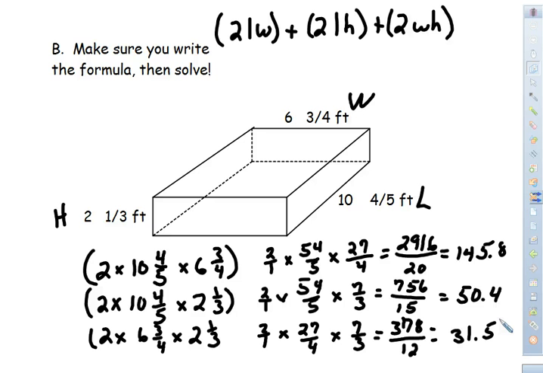So then you would need to add these answers together. So 31.5 plus 50.4 plus 145.8, and you get a grand total of 227.7. And again, we are dealing with area, so it is square feet.